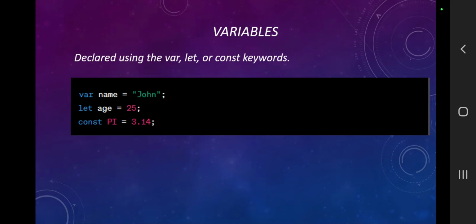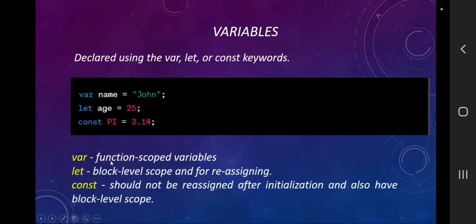We can declare variables in three ways. One is using var, then let, and then const. Okay. I can use var in all the places. I can use let in all the places. I can use const in all the places, but based on different scopes. Okay. For example, var means function scoped variables. It will be used inside the function.